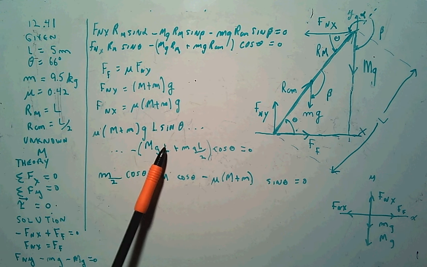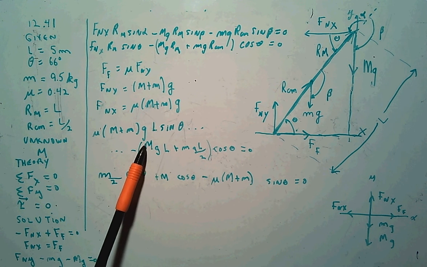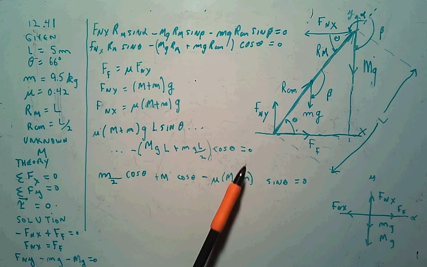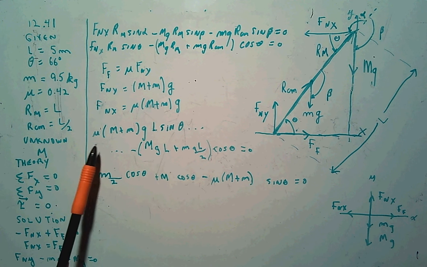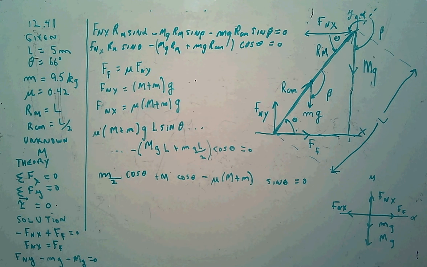Also, it looks like I've inverted the sign too. And then we've got the mass of the person times cosine theta, and then minus mu times the sum of the masses times sine theta. I'm going to stop at this point and let you solve for m here. It's just a bunch of algebraic manipulation, and after you've got that isolated for m, then you should be able to plug in the values and get the correct answer.